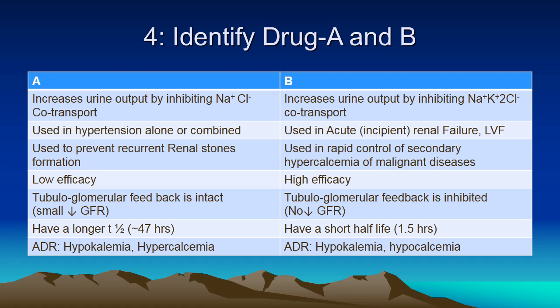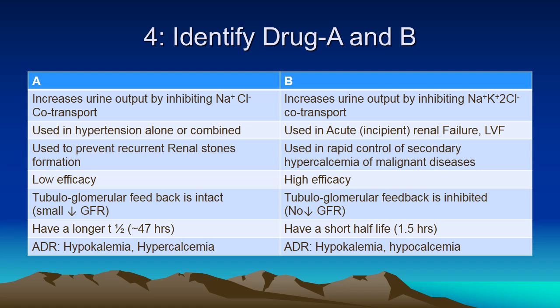Four. Identify drug A, B. A increases urine output by inhibiting sodium chloride co-transport. B increases urine output by inhibiting sodium potassium chloride co-transport. A is used in the treatment of hypertension along with other drugs, whereas B is mainly used in the treatment of left ventricular failure, edema, and incipient renal failure. A is used to prevent recurrent renal stone formation. B is used to rapidly control secondary hypercalcemia of malignancy because it increases calcium excretion.